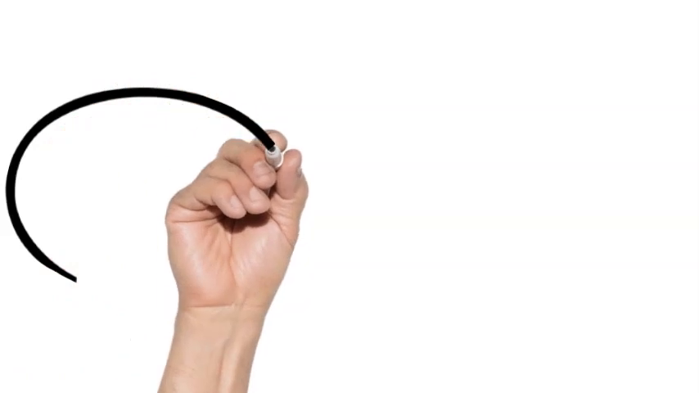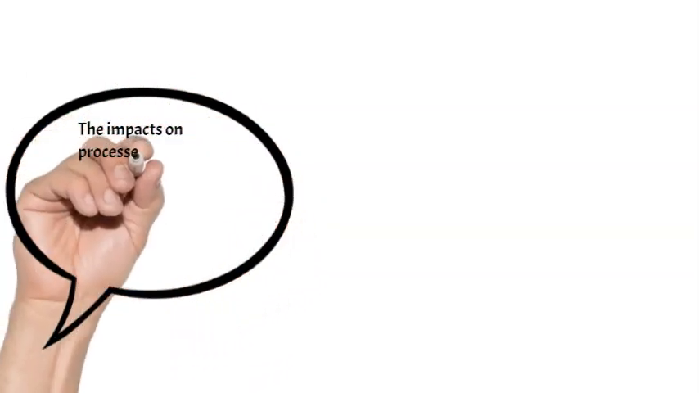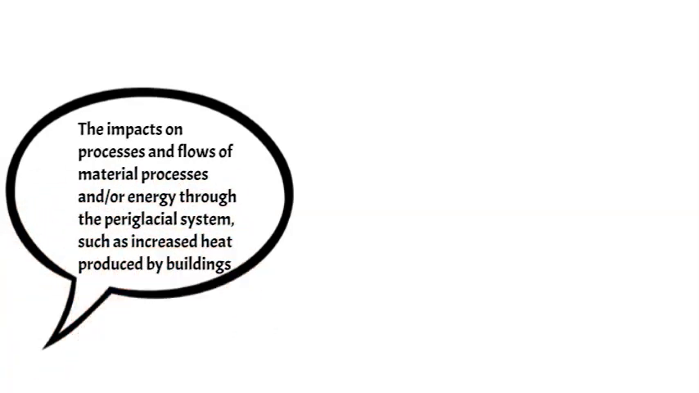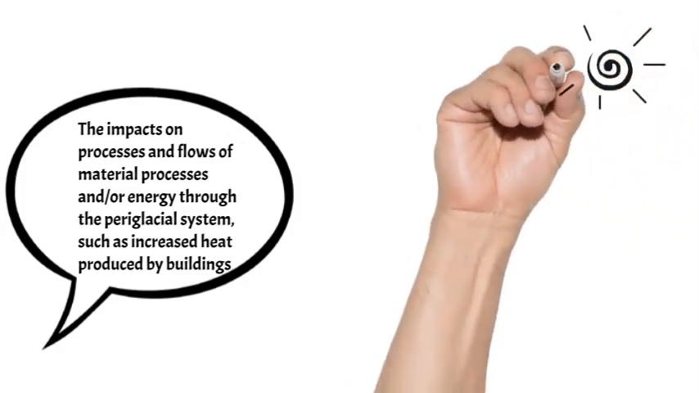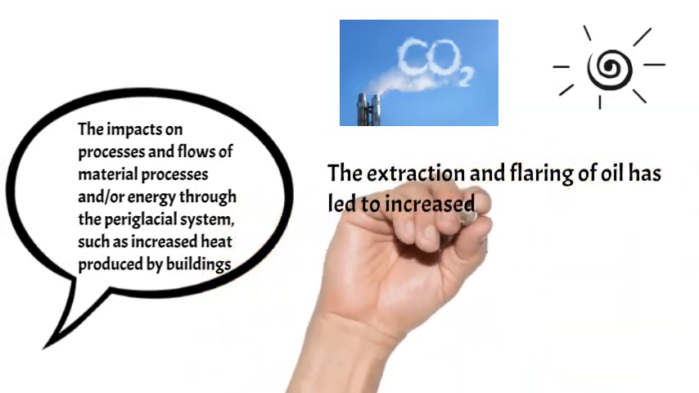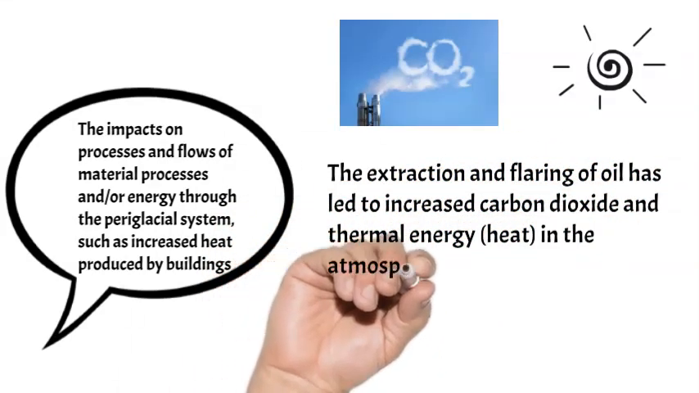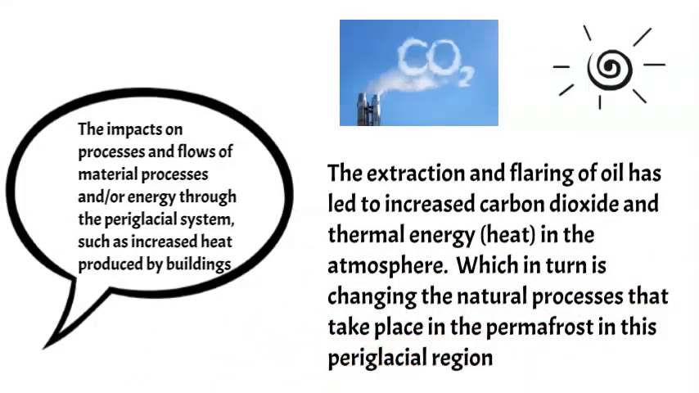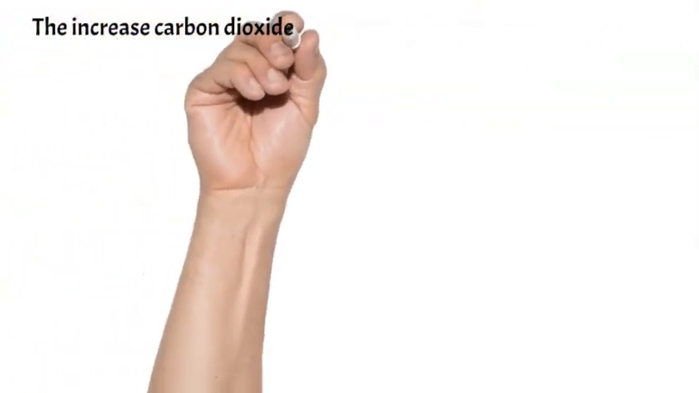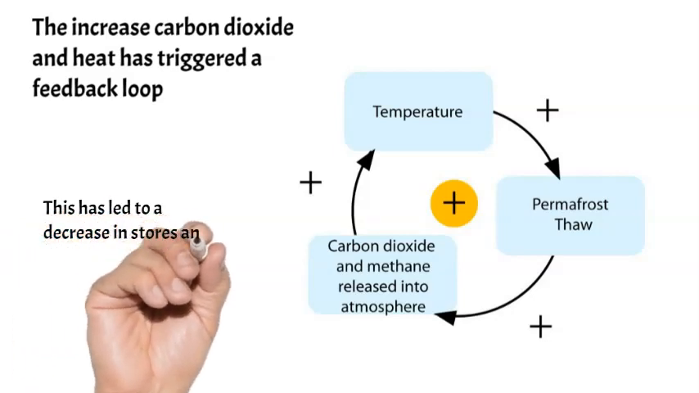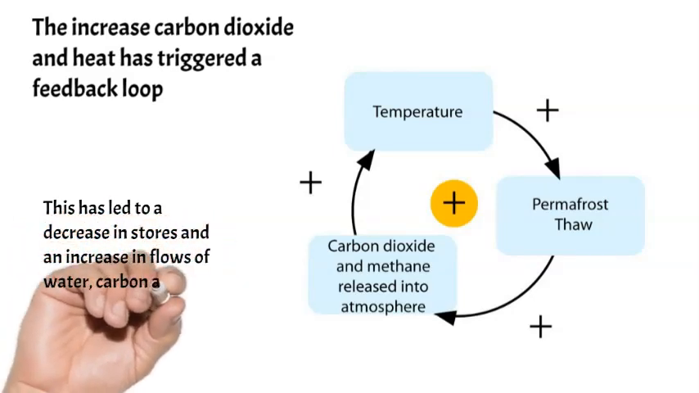What about the impacts on the processes and flows of materials in this system? Well, again, it's simple. The extraction and flaring has led to increased temperatures and CO2 in our atmosphere. So, what's happening? Well, the increased carbon dioxide and heat has triggered a feedback loop. The increased temperature, permafrost thawing, more carbon dioxide and methane being released. This has led to a decrease in the stores and an increase in the flows in this periglacial environment.